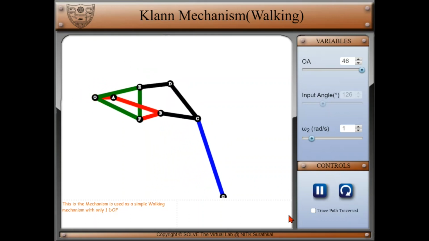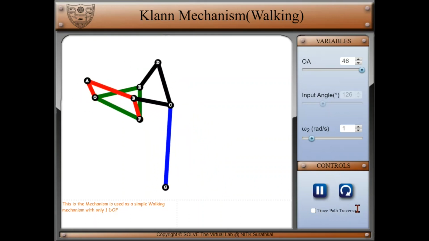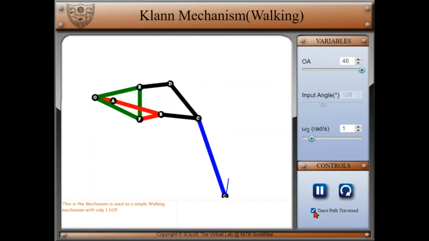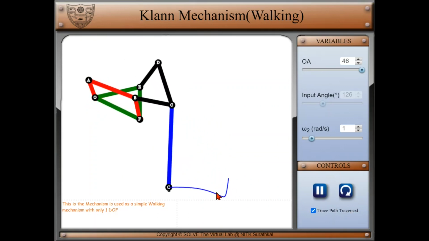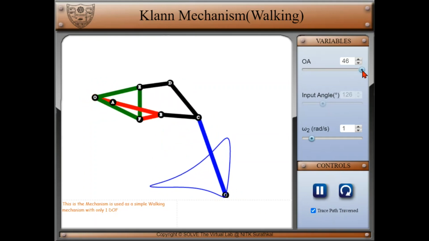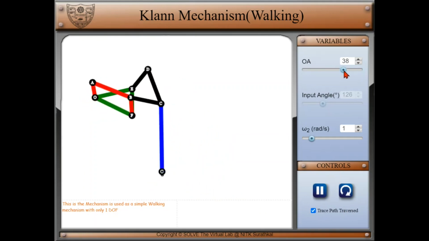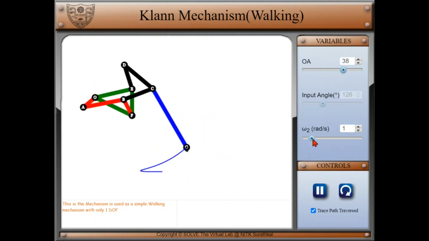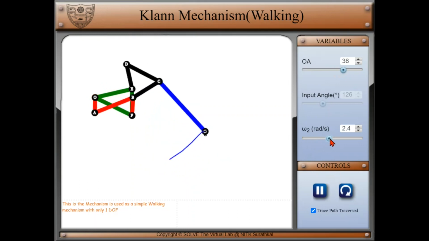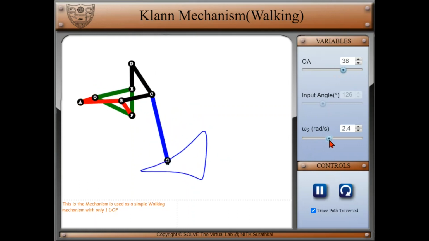Additionally, we can trace the path of the end effector. Check the box and observe the trace. Move the input slider, crank length OA and angular speed omega, and observe the changes in the animation and trace of the end effector.